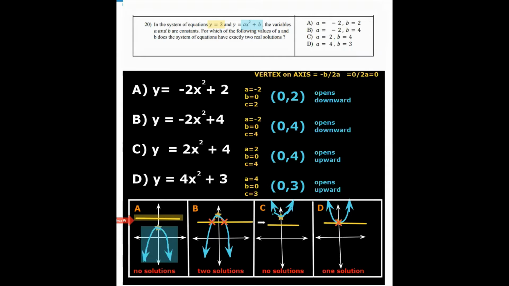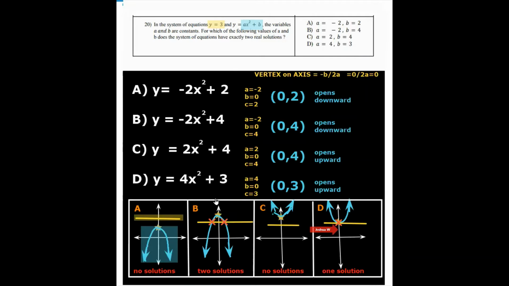For choice C, similarly, choice B is the correct answer. For choice C, that's y equals 3, the yellow line. But since the y-intercept is at 4, and it opens up, it will never meet that yellow line. There's no relationship between the parabola and y equals 3. And for D, where y equals 3, that is the y-intercept, so that's the vertex of the parabola, but it opens up. So that will have one solution.